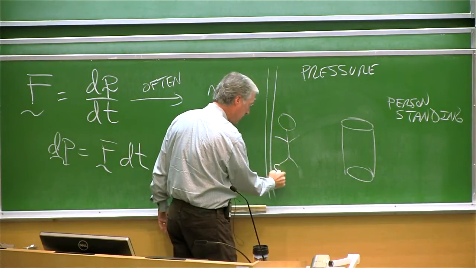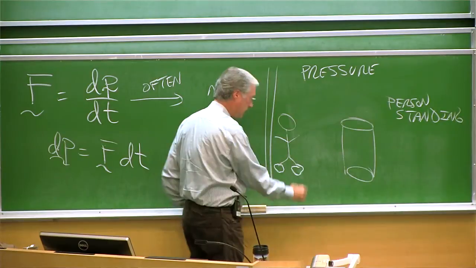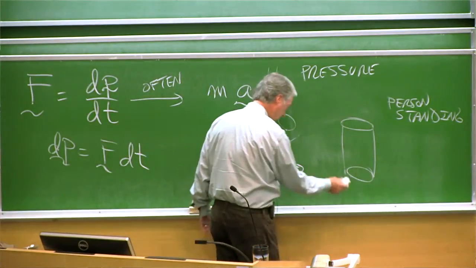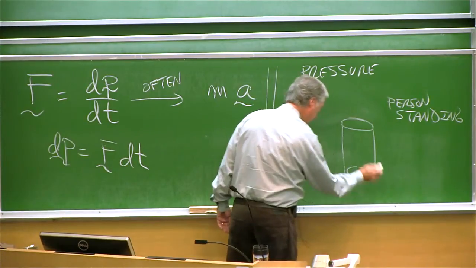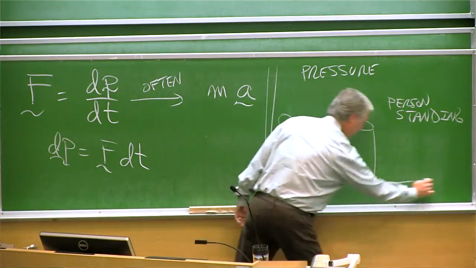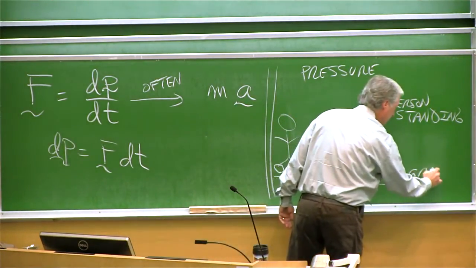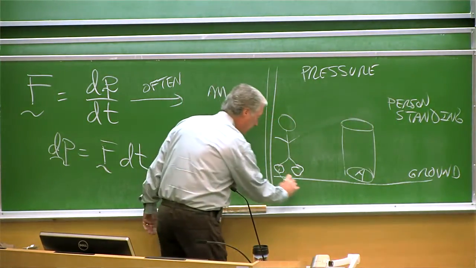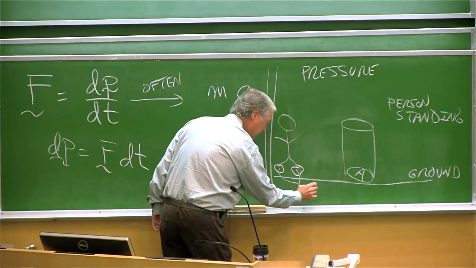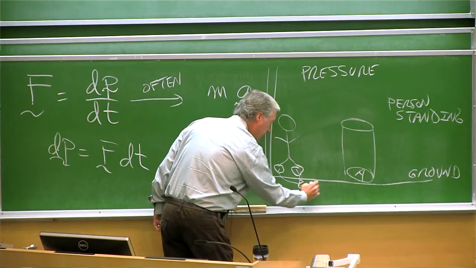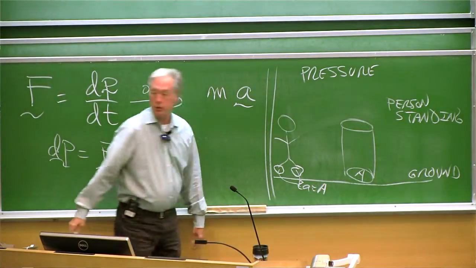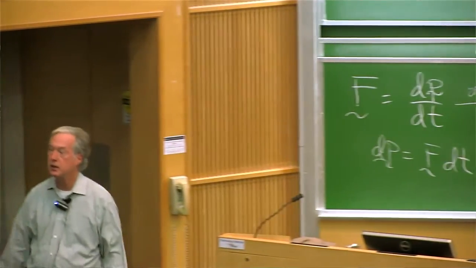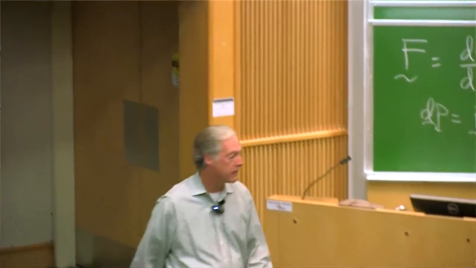And then they have feet. So what I'm thinking of is, here's a person with an area. This is the ground. And this area here, these little a's, 2 times those, is that area. So what I'm doing is simplifying that the area of the person's feet on the ground is that area A.